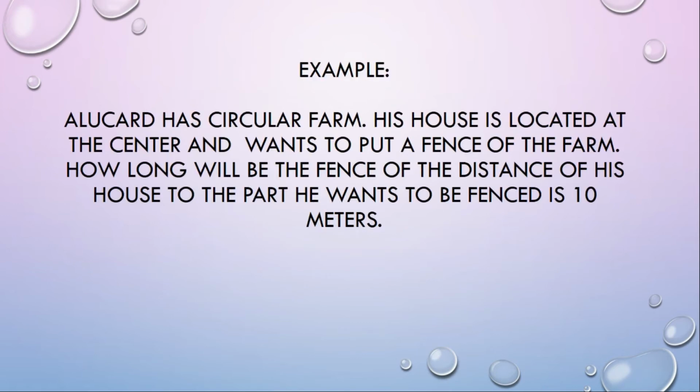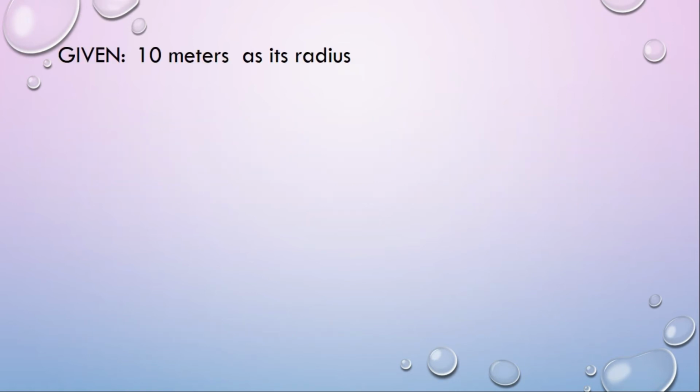So, let's have examples. Alucard has a circular farm. His house is located at the center and he wants to put a fence on the farm. How long will the fence be if the distance of his house to the part he wants to be fenced is 10 meters? So, given there is 10 meters as its radius. So, we use this formula.